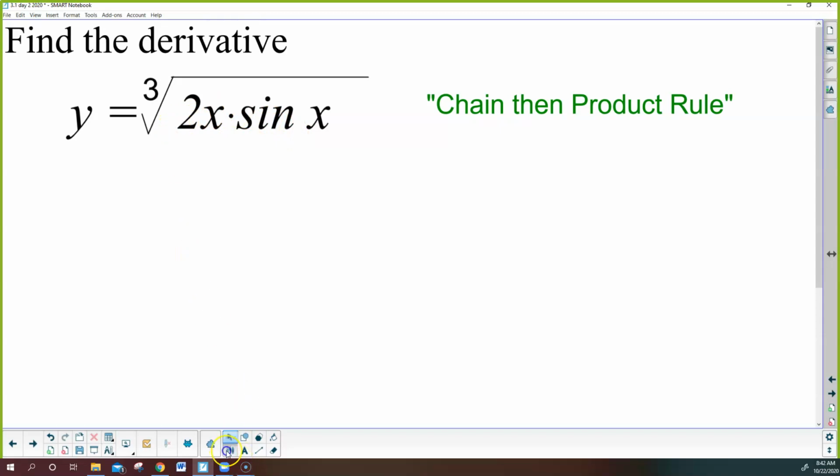The only hint I'm going to give you to start is we have to do the chain rule first. So rewrite this. We don't like the cube root. How else can we write that algebraically so it means the same thing? But you're going to do the chain rule first. And then when you get done, you have the derivative of the inside, and the derivative of the inside is the product rule. So I'll give you about a minute and a half to see how far you can get on this.